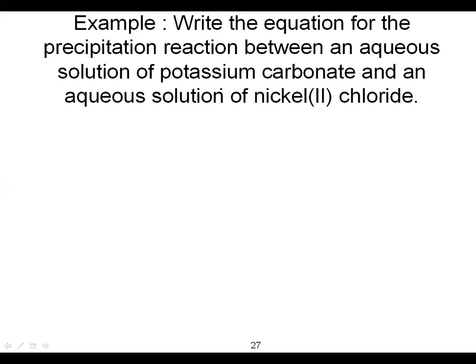So again, we could use these things to help us write our equations. So why don't you try this one here? Take a minute or two, then we'll go over it. Why don't you write the equation for the precipitation reaction that occurs between potassium carbonate and nickel 2 chloride. So write the molecular equation and see what you come up with. And take a minute or two, then we'll talk about it.